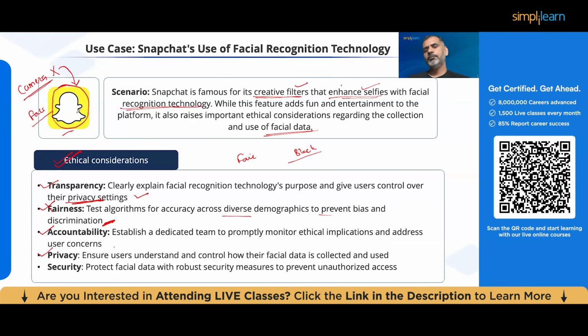Maybe down the line, because Snapchat is going to have the data of millions of faces, it can be used to train other models. That should be very clearly defined to the end user. And finally, talking about security, Snapchat has to protect facial data with robust security measures to prevent unauthorized access. It should not be that the data can be stolen by a third party or misused by someone else.